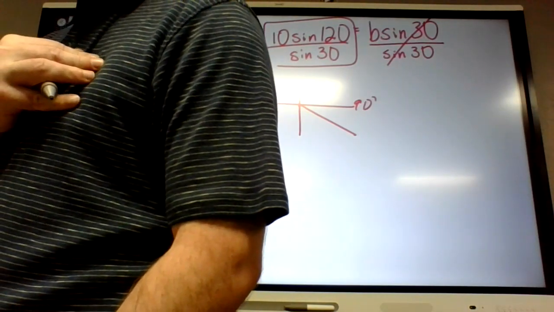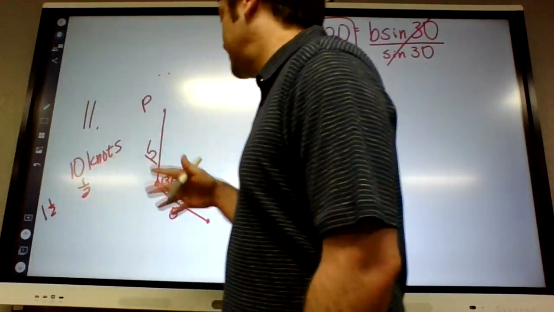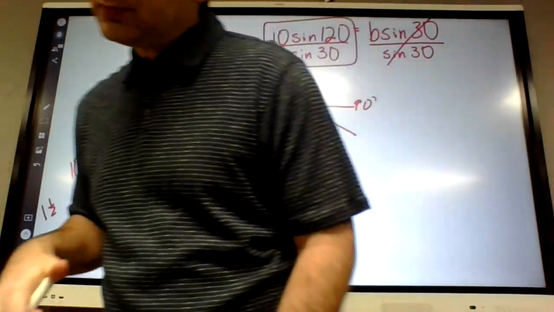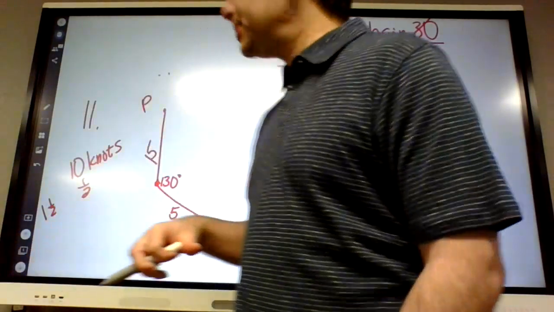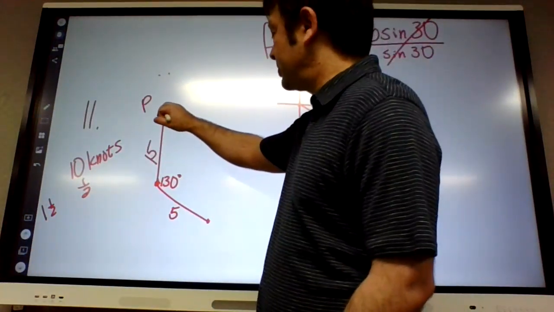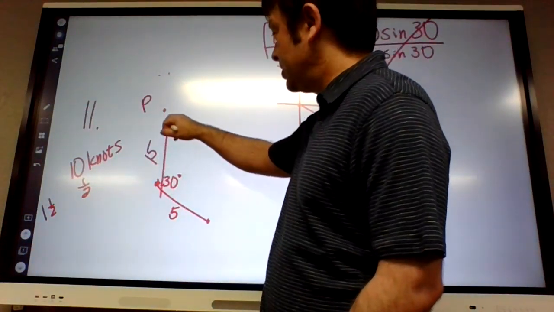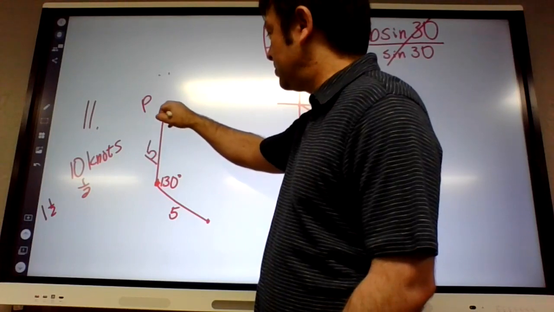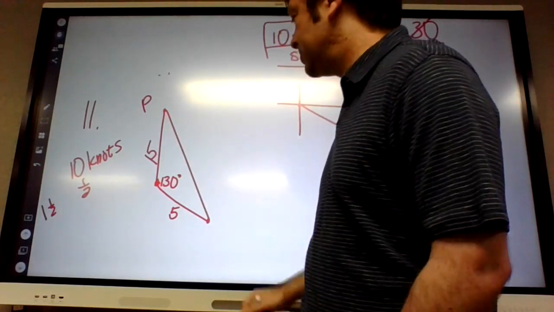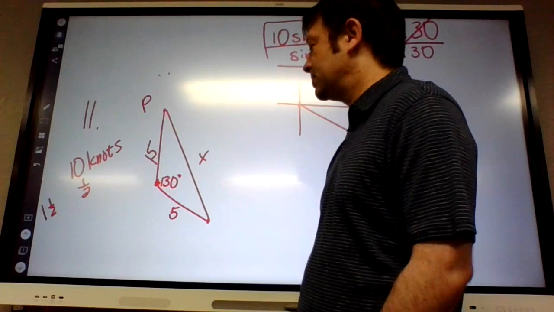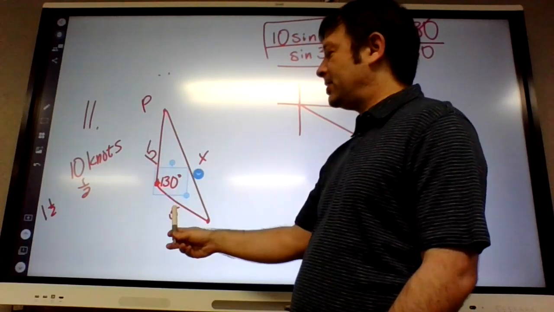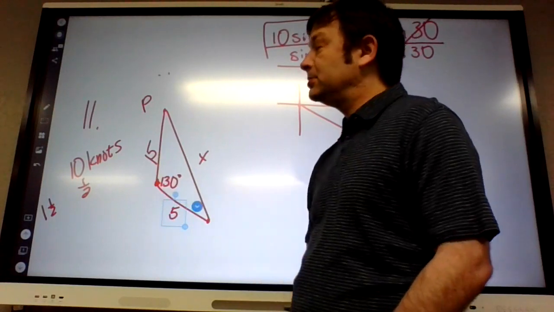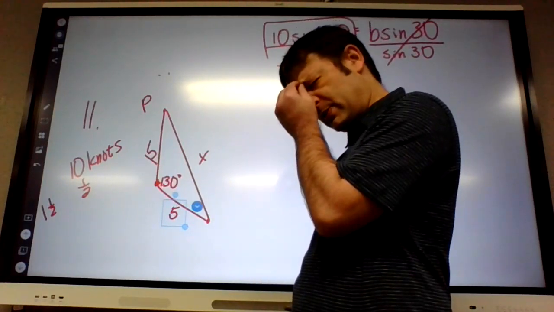At this time, how far is the ship from port? How far from port is the ship? So port's where we started. The ship is all the way down here. So we're just looking for X. So basically we have side angle side. You guys remember what we used for side angle side? Law of cosines.